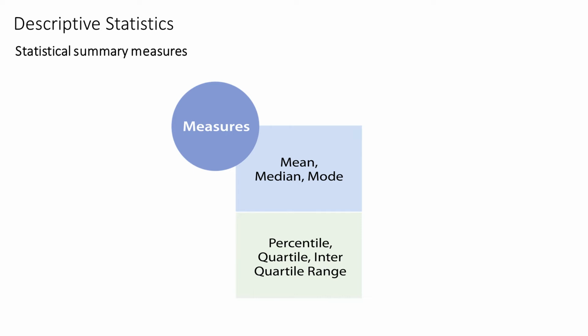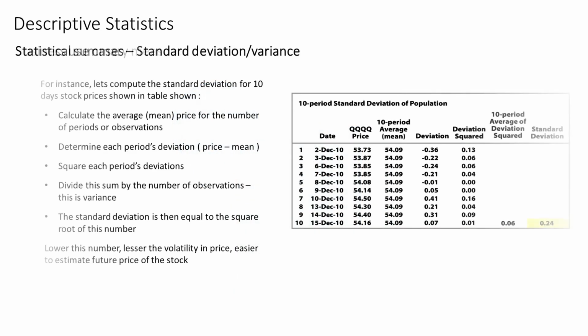Mode is the most frequently occurring value in a series of data. If there is no repeating value in the data, there would be no mode. And percentile represents a percentage position in a list of data. For example, the 20th percentile is the value below which 20% of the observations may be found.